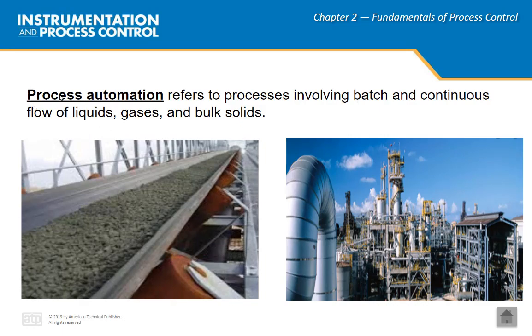Another example of process automation would be with bulk solids. Like here you've got some type of gravel that's being measured, and you would measure this by weight as it's flowing down your conveyor belt.